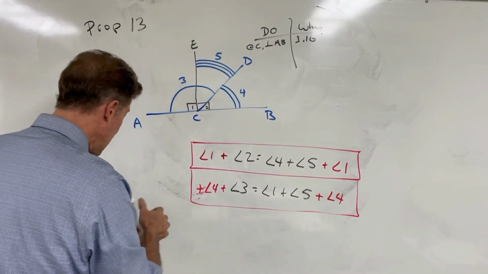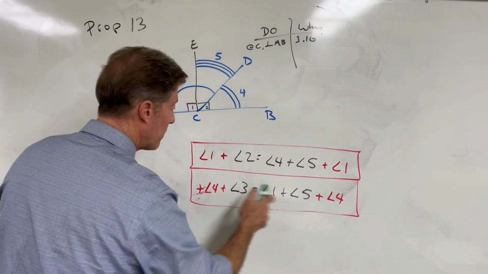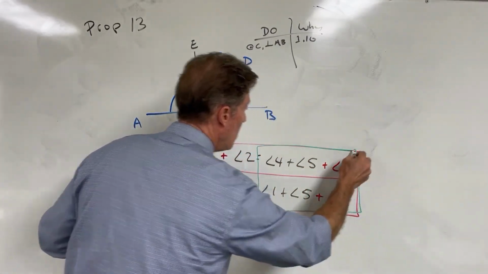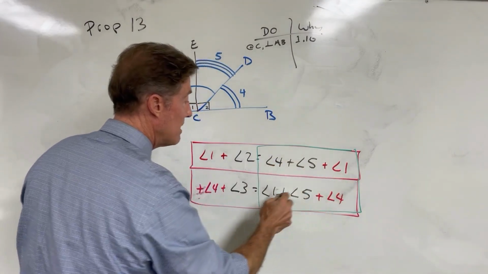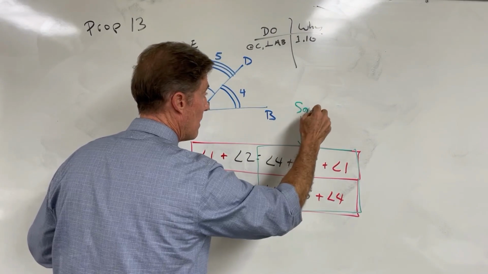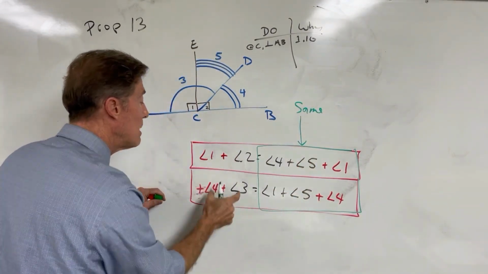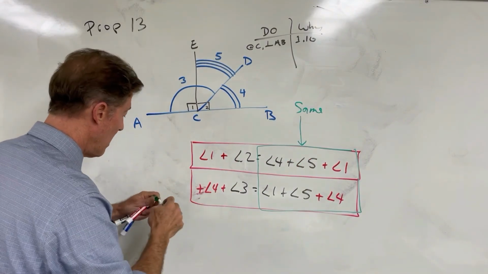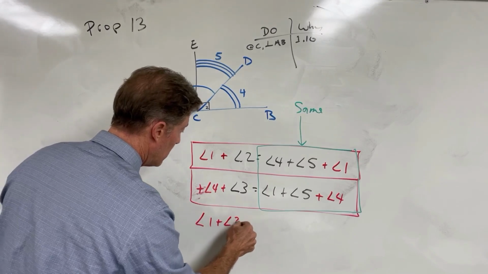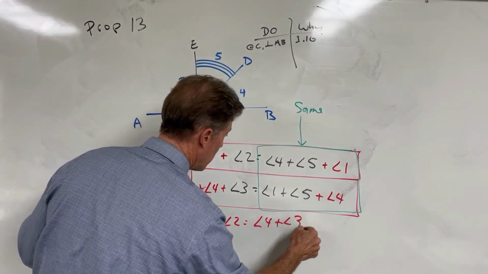Now what we want to look at here is we have two things equal to three things here and two things equal to three things here. When we look at these three things, we're going to see this is angle 4, 5, and 1. This is the same as angles 4, 5, and 1. So these things are the same, which means these two things, which are equal to the same thing, are therefore equal to each other. Common notion 1. Therefore, angle 1 plus angle 2 is equal to angle 4 plus angle 3.